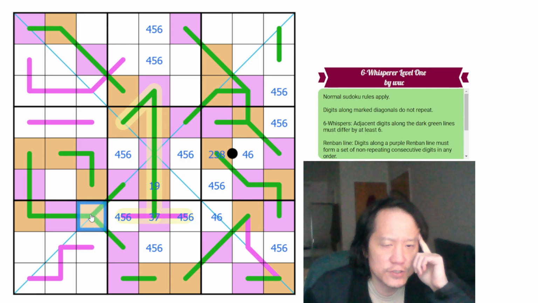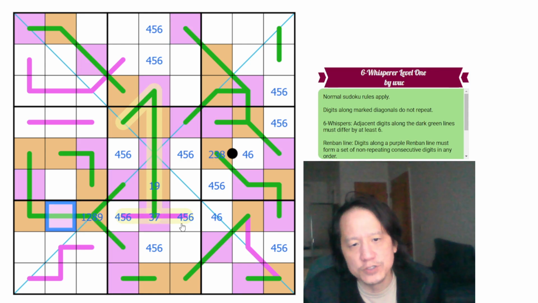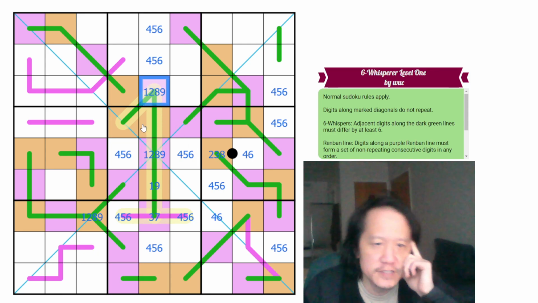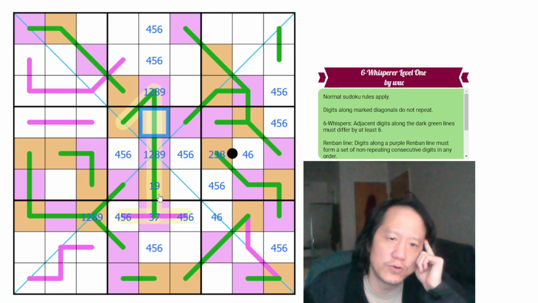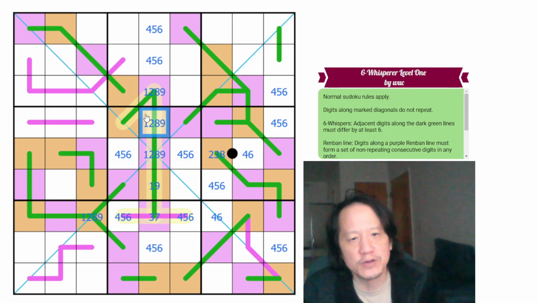This is next to 2 unique digits on the 6 whisperer line. So this is 1, 2, 8, or 9. All the pinks have to be 1, 2, 8, or 9 that see this. So this is 1, 2, 8, or 9, and this is 1, 2, 8, or 9. In addition, this orange sees 2 unique digits, so that must be 1, 2, 8, or 9.